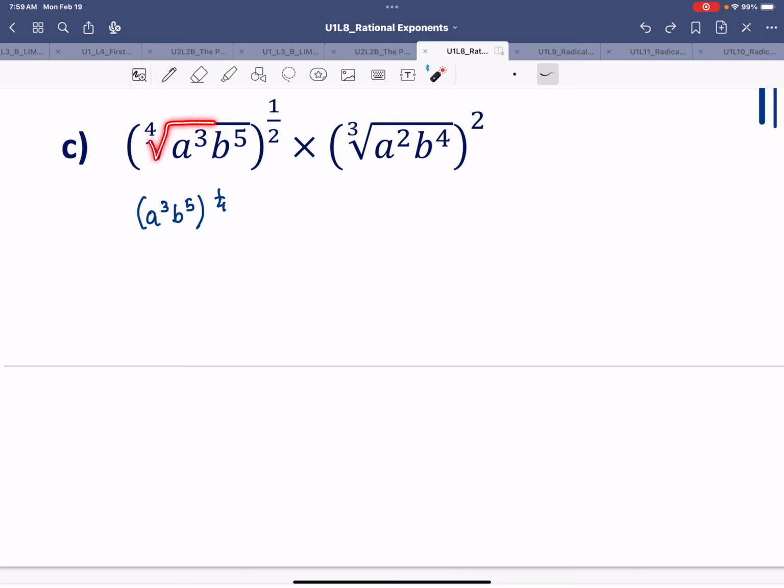So the fourth root becomes index 4 of the radicand. And then the entire thing here will be to the power of 1 over 2. And for this, we'll have to use another set of brackets. So I chose the square brackets to the power 1 over 2. And then multiplied by, we have a squared b^4.